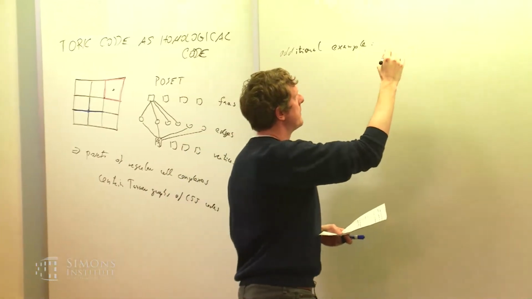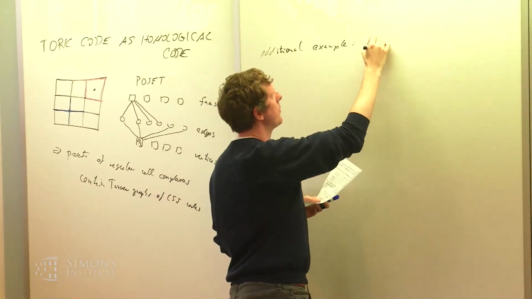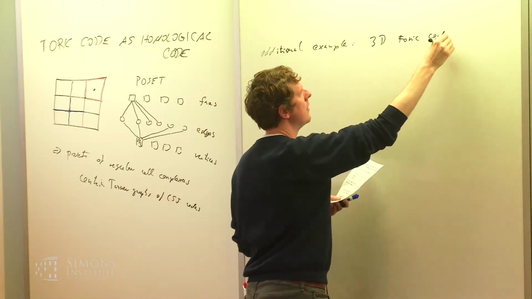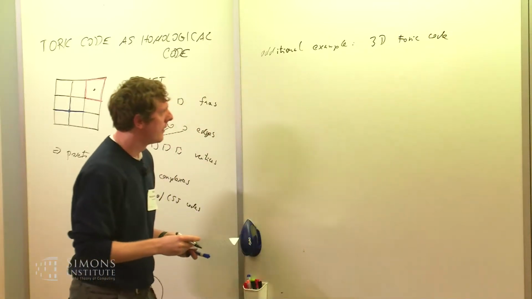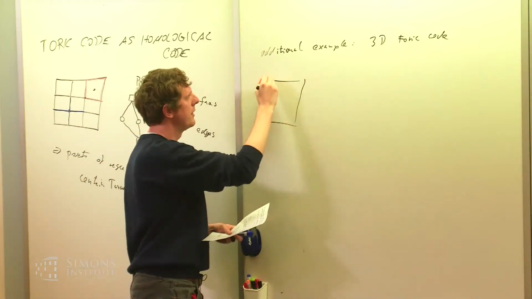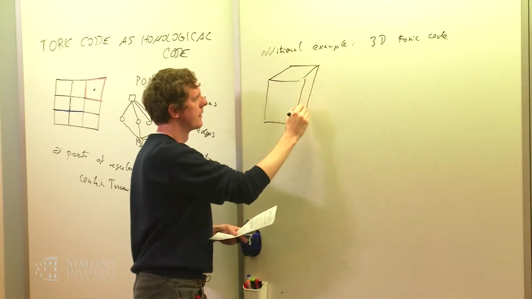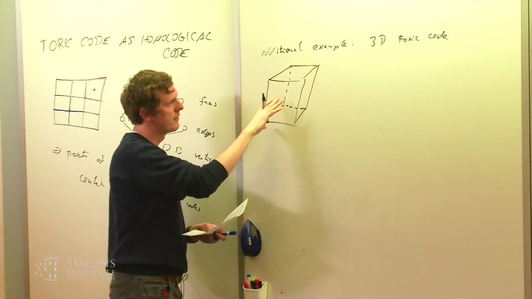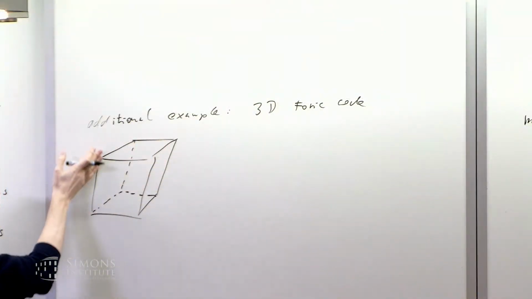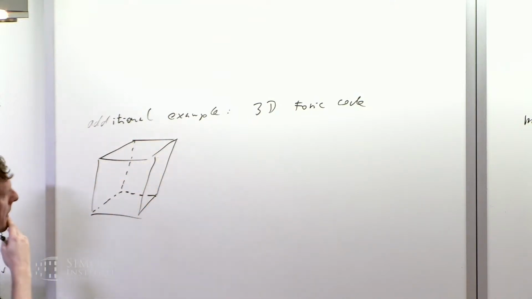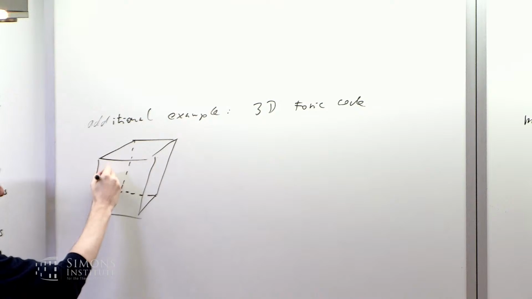And that's the high-dimensional cousin of the toric code, which is the 3D toric code. So I take a 3D lattice or 3D cell complex. Imagine I identify this side with this side, and this side with this side, and the front with the back, and I subdivide this into little cubes everywhere.